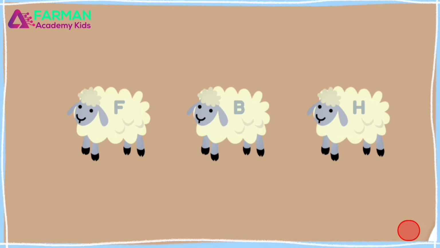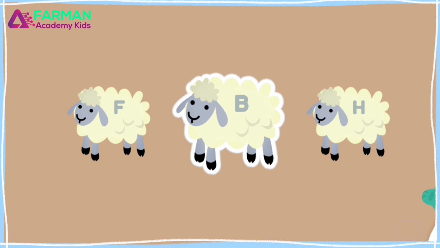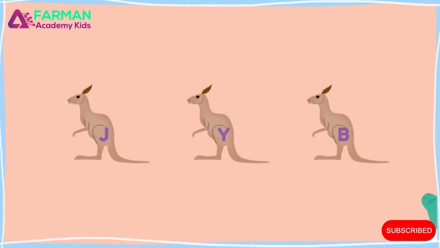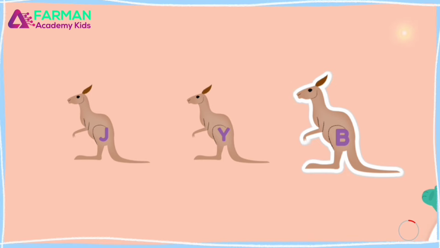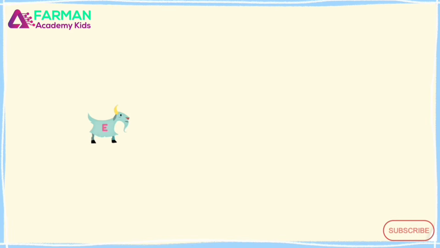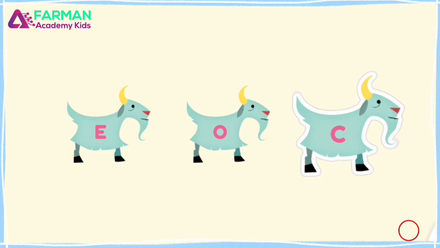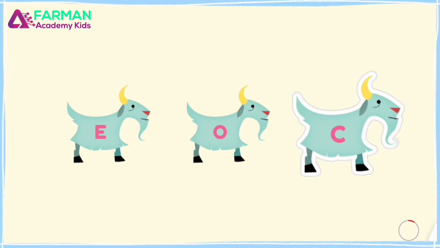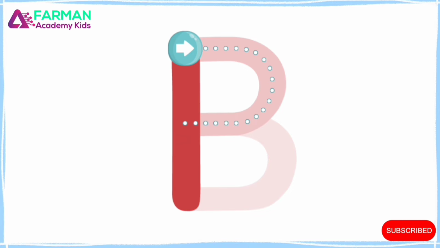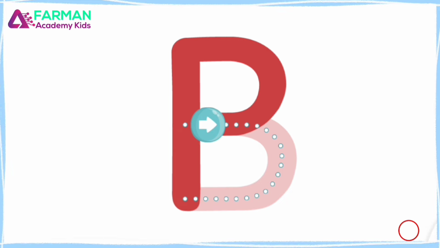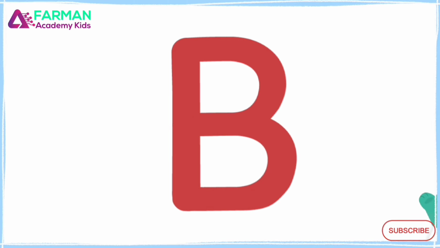Which one has the letter B? B. Great job! Which one has the letter B? B. Cool beans! Which one has the letter C? C. Keep it up! Trace the uppercase letter B. Great! You traced the letter B.